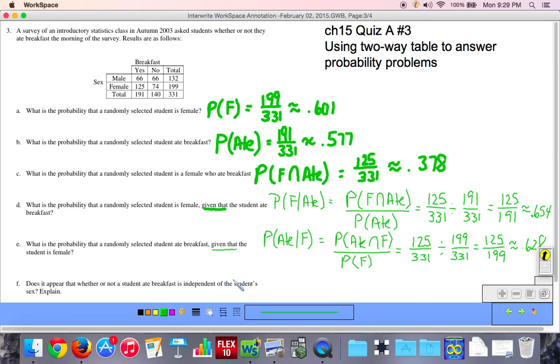Okay. And finally, does it appear that whether or not a student ate breakfast is independent of the student's sex? Explain. Well, let's take a look. What do we know here? The probability that they ate, given that they were female, was approximately 0.628. Okay. The probability that they ate breakfast was 0.577.